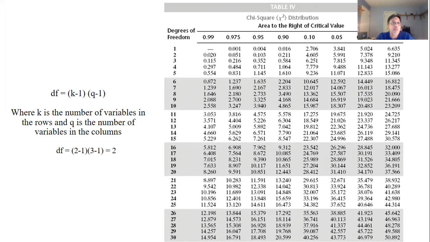So degrees of freedom, k minus 1 multiplied by q minus 1, number of categories in each of these groups, or number of levels in each of those categories.